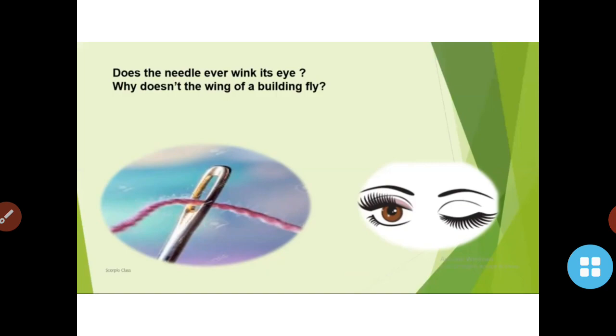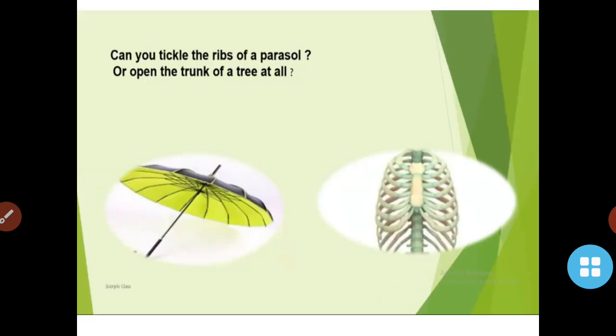Okay, so here again the poem writer is imagining, why doesn't the wings of a building fly, means why are the buildings not having wings to fly. Okay, if we imagine that each and every building has its own wings and it is flying, it is a very funny thing to see. Okay, so this is what the poem writer is saying in these two lines.